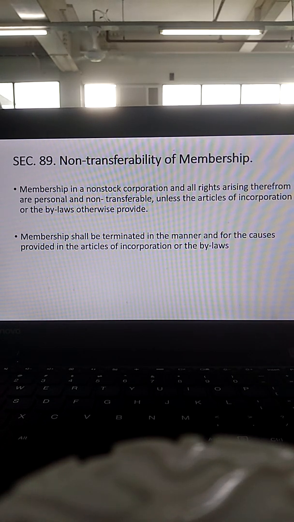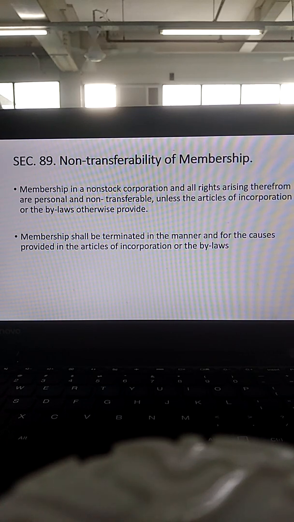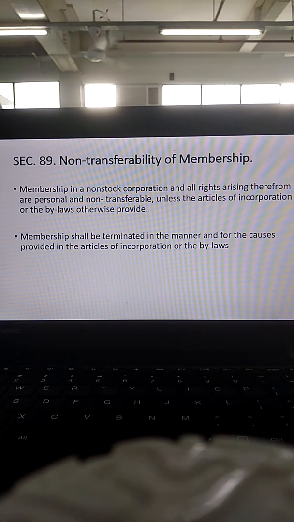Maliban na lamang po that the Articles of Incorporation or the bylaws otherwise provide. In other words, if it was permitted by the Articles of Incorporation or the bylaws, then the stocks of the members are actually transferable, pwedeng i-transfer. Okay? They are allowed to transfer provided it was allowed in the Articles of Incorporation or the bylaws.